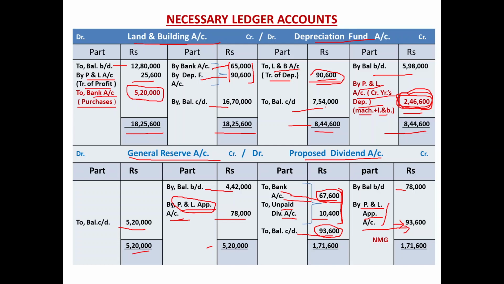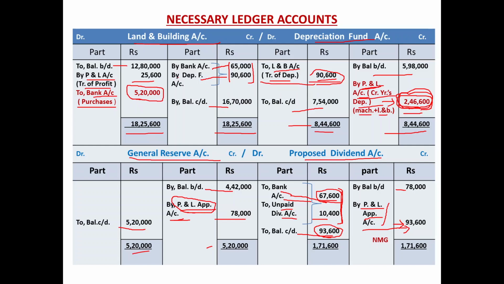Cash flow impact. Depreciation fund. Credit side, title came profit and loss. Depreciation is always a non-cash item. So being a non-cash item will be added back under the first title. This is the transfer of depreciation, doesn't affect the cash flow.